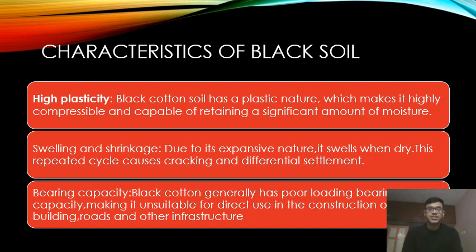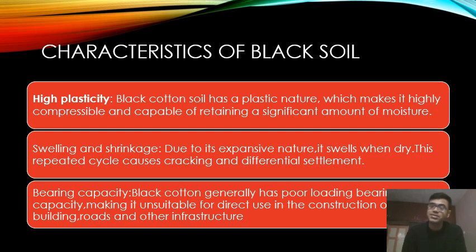So these are the characteristics. It has high plasticity. Black cotton soil is highly plastic in nature, which makes it highly compressible and capable of retaining a significant amount of moisture. Montmorillonite clay has a tendency to attract water. It has a high affinity for the water content or moisture content of the soil.